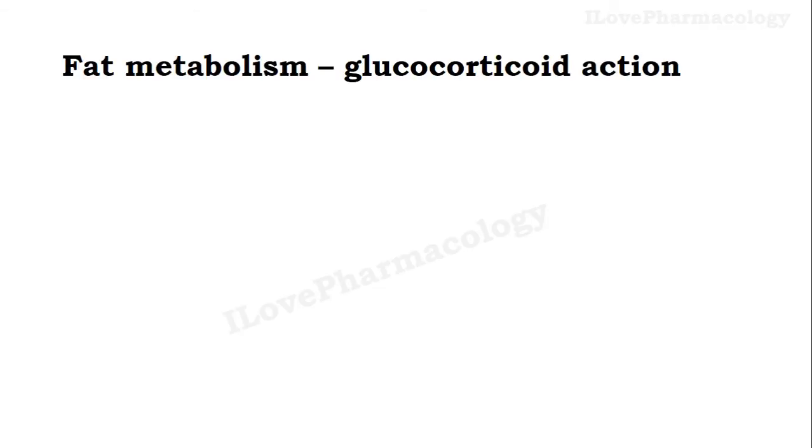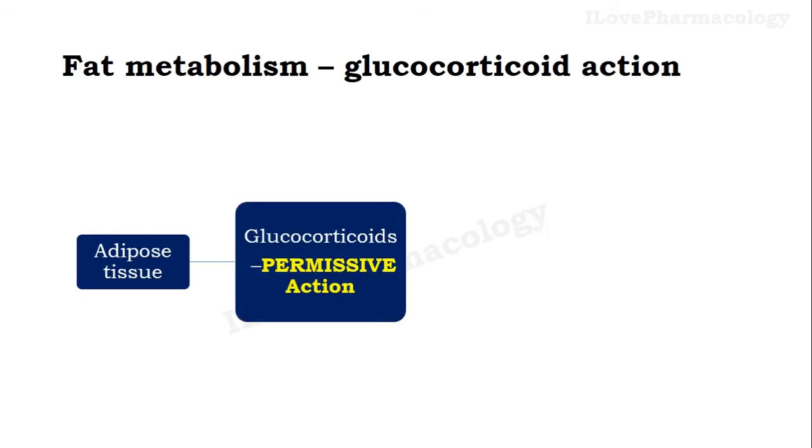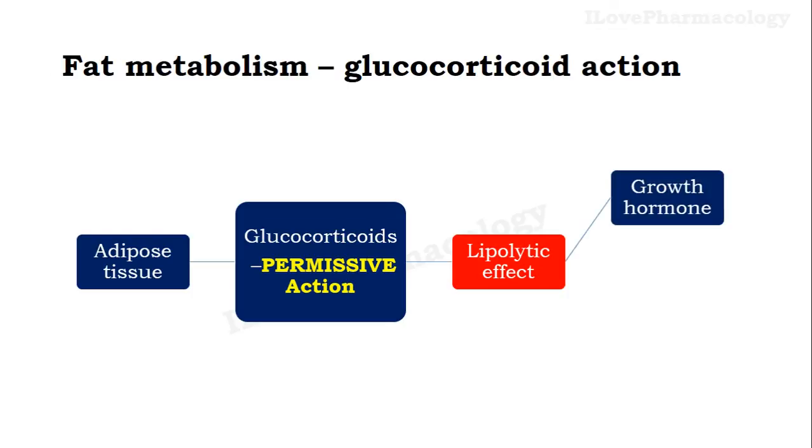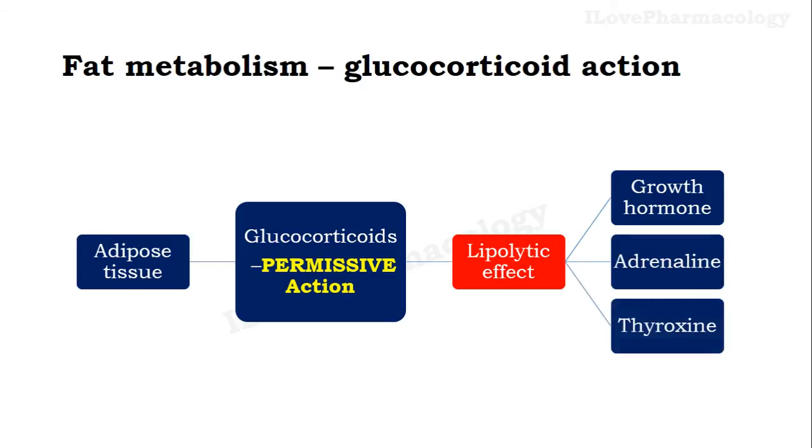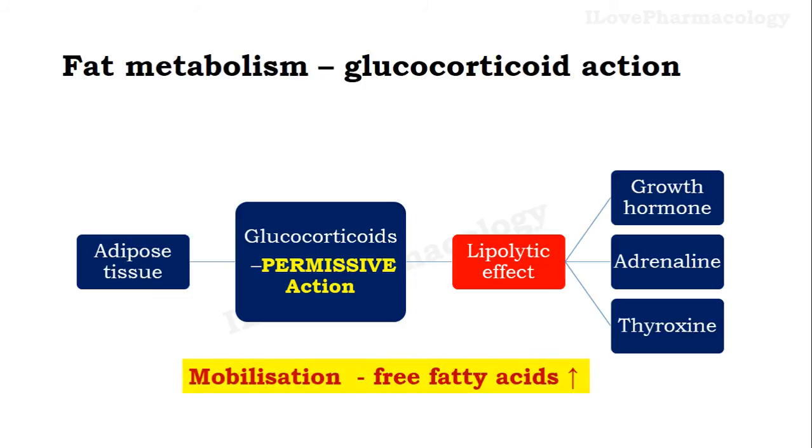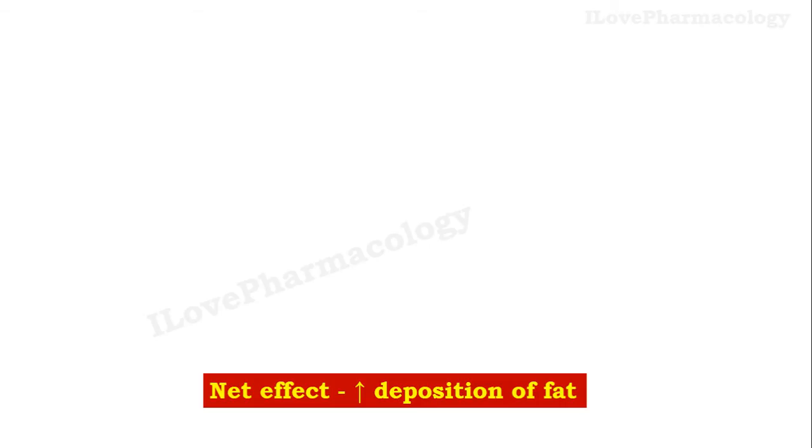Coming to fat metabolism with respect to glucocorticoid action. In the adipose tissue, glucocorticoids have a permissive action where they produce a lipolytic effect, and they also enhance the lipolytic effect produced by growth hormone, adrenaline and thyroxine. The presence of glucocorticoid is a must for growth hormone, adrenaline and thyroxine to produce a lipolytic effect. So what happens when there is a lipolytic effect? There will be mobilization and an increase in the free fatty acid concentration.